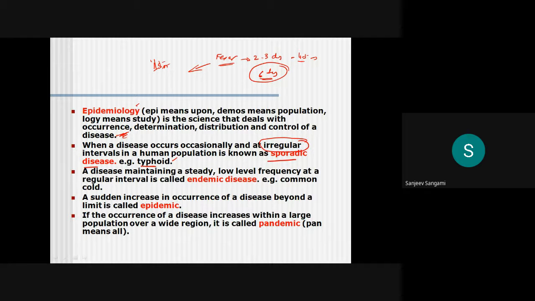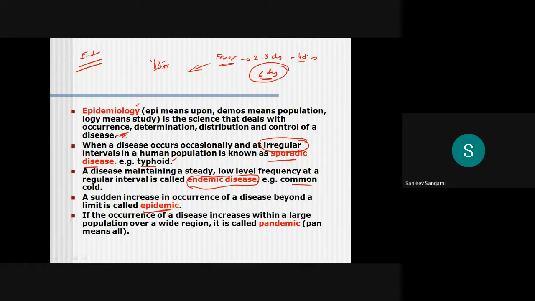A disease maintaining a steady low-level frequency at regular intervals is called an endemic disease. Endemic means the disease is going to end, you can just assume that. Normally it's like the common cold. The common cold will be there for about 5-6 days, and it will end. Then a sudden increase in the occurrence of a disease beyond a limit is called an epidemic.